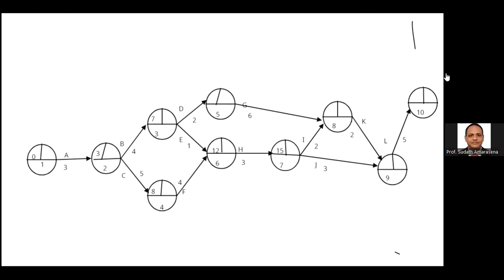Then 7 plus 2 via D, 9. 9 plus 6, 15. Via I, 17 is the highest. 17 plus 2, 19. 15 plus 3 is 18. 19 is the highest. 19 plus 5, 24.